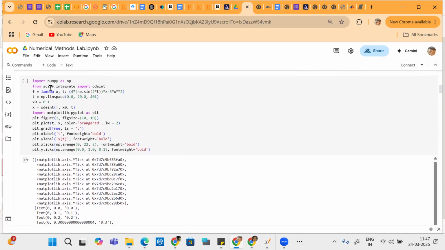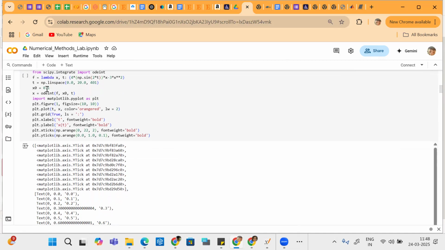So from SciPy, you import odeint. And this is f equal to lambda x comma t. Now dx by dt equals f of x comma t, where f of x comma t is given by this complicated looking equation. See how complicated it is. Analytically also it is difficult to solve: 4x sine 2t minus 3x square. Very complicated.